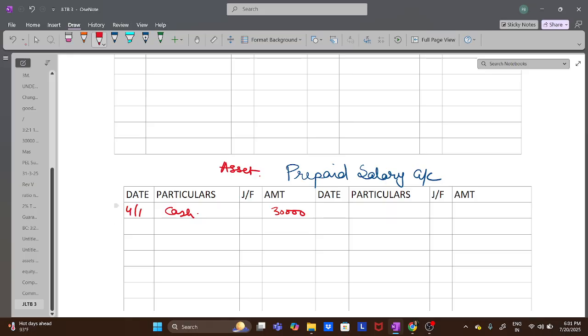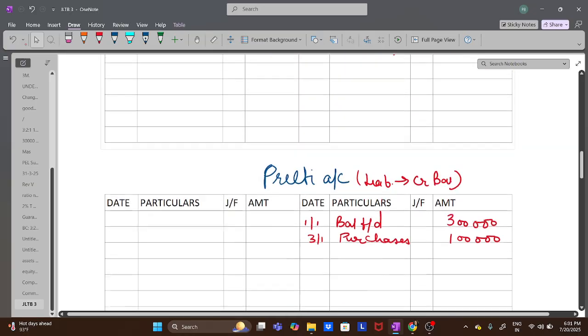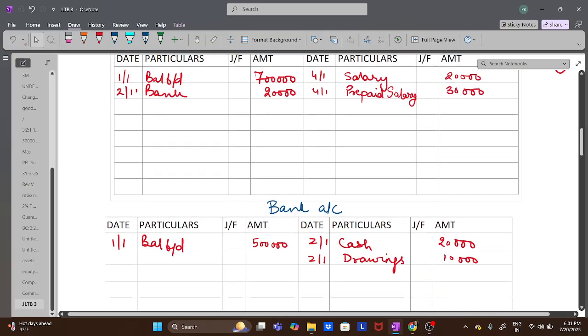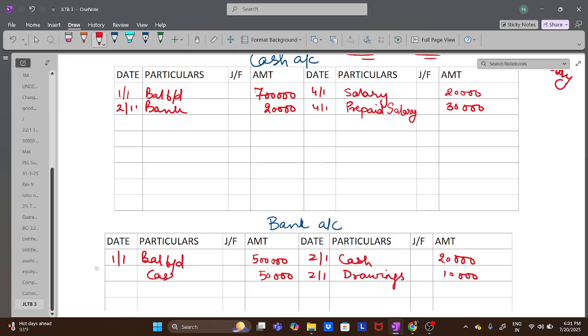Now, last transaction, we deposited cash in bank. What is increasing? Bank, with what amount? 50,000. Reason is cash. Date is 6th. In cash, cash is reducing, opposite side. 6/1. Cash is getting credited. What is getting debited? Bank. What is the amount? 50,000.